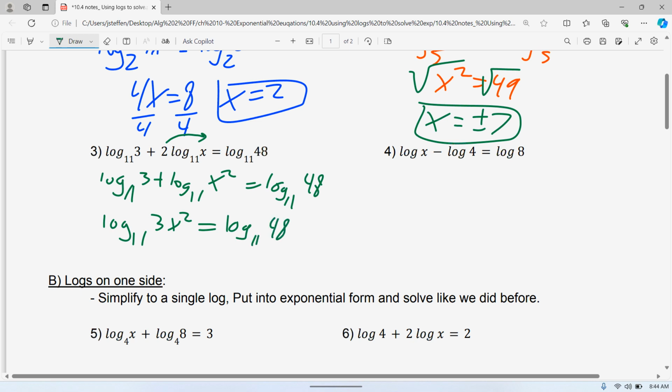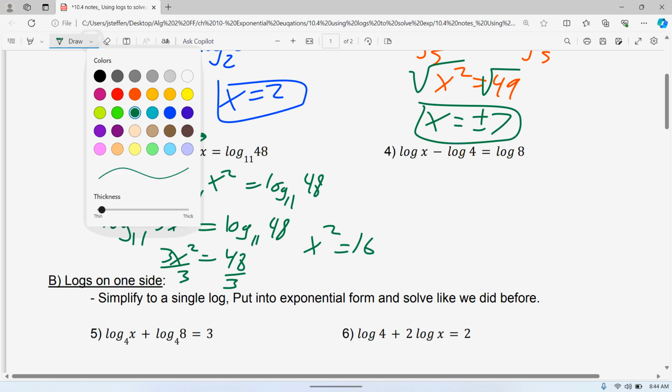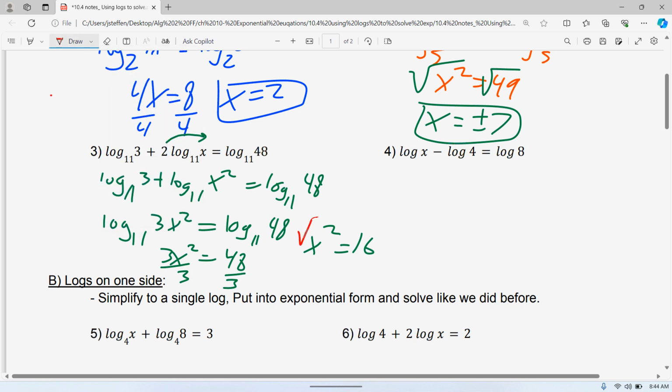Now, finally, we have just one log on the left, one log on the right. Since they're both log base 11, we can set those equal to each other, the logs, and then we can solve this just like normal. Divide both sides by 3, x squared is equal to 16. Same thing we just talked about, take the square root. But remember that means it's plus or minus 4.